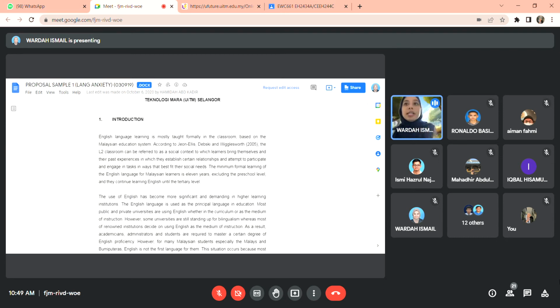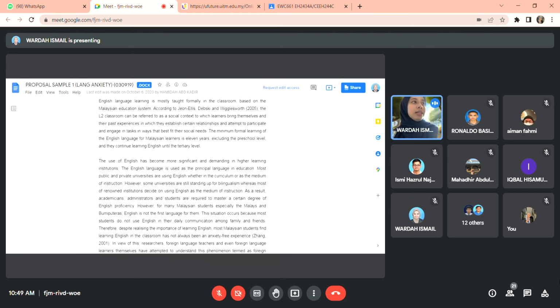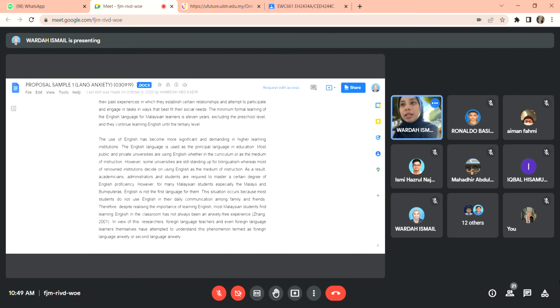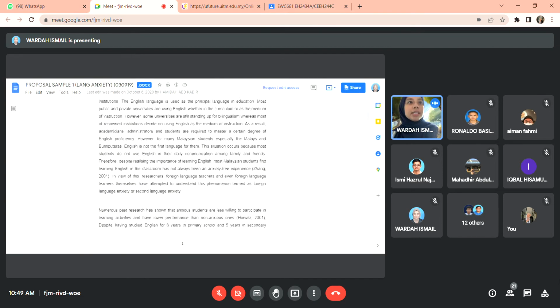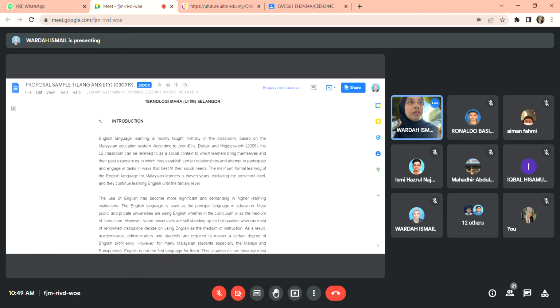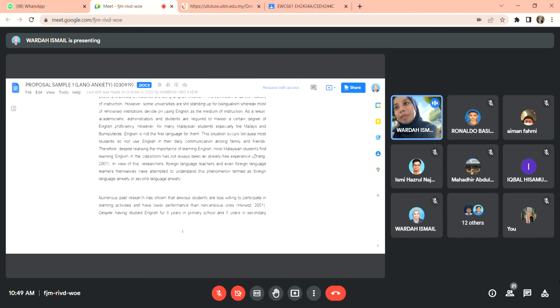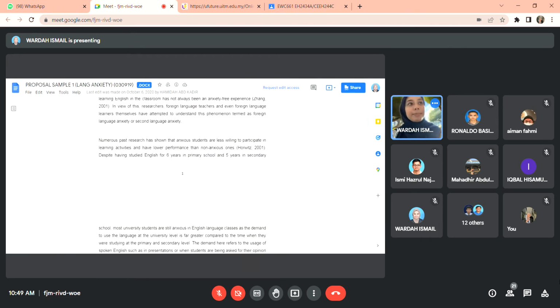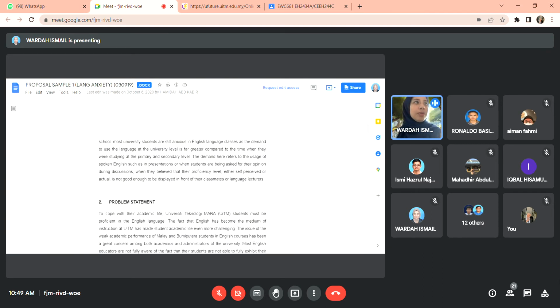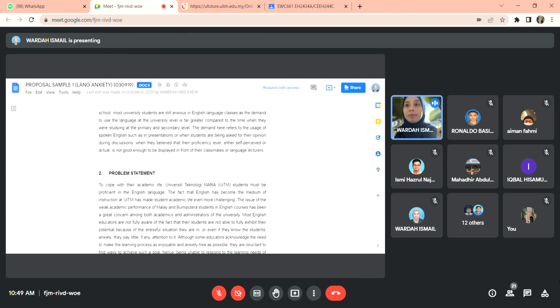Okay, so this is an example of a background of a study. Dia ada 1, 2, 3, around 3 paragraphs. So around 1 page and a bit more, around 1 page and a quarter. Okay, next. Number 2, problem statement.